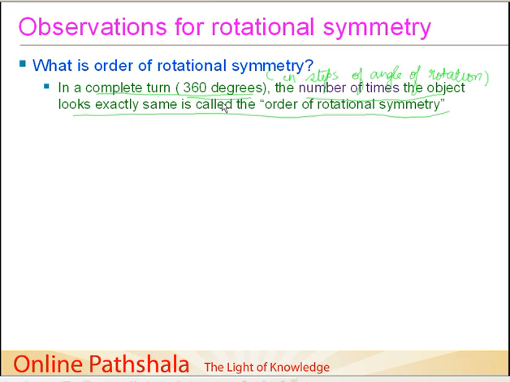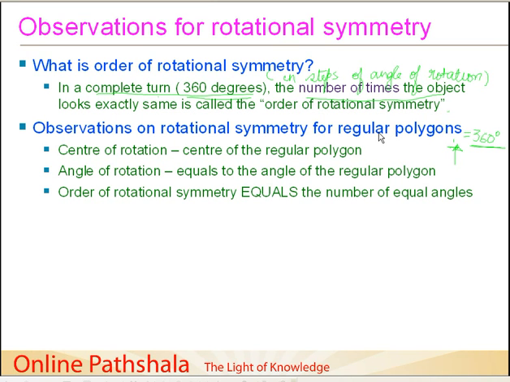The number of times the object looks exactly the same is called the order of rotational symmetry. A straightforward way to look at it: if your angle of rotation is 90 degrees, you rotate the object 4 times, and that equals 360 degrees. When I rotate an object 4 times in steps of 90 degrees, it completes a 360 degree rotation, and for each of these rotations the object looks the same. Then this number 4 is the order of rotational symmetry for that particular object.